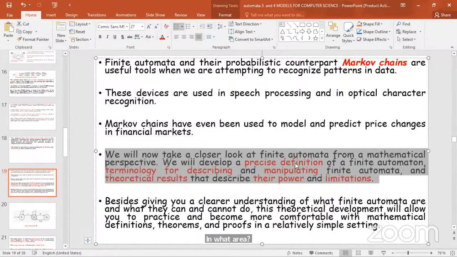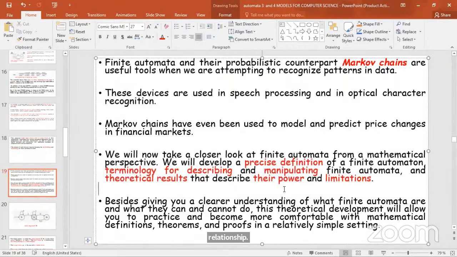We'll develop a precise definition of each of the models that we want to come up with. We tell you about the terminologies for describing that model, and how the internal manipulation, the transition function, works, and the theoretical results that describe the power and the relationships that exist between all these representations that we have developed. Besides giving a clearer understanding of what finite automata are and what they can and cannot do, this theoretical development will allow you to practice and become more comfortable with the mathematical definition of any model that will come your way, the theorems and proofs in a relatively simple setting. So I hope as we start properly now, you will understand the concepts that we're driving at.